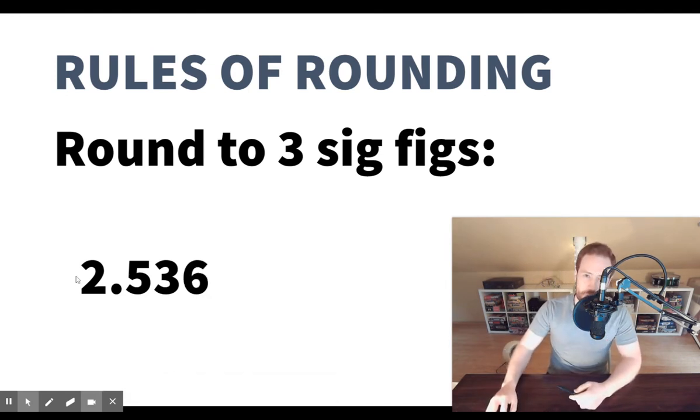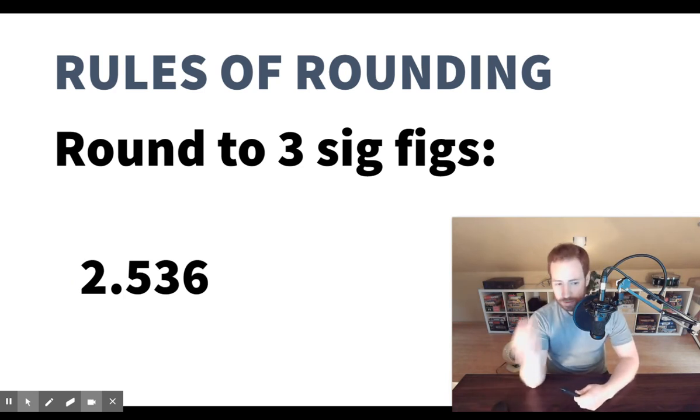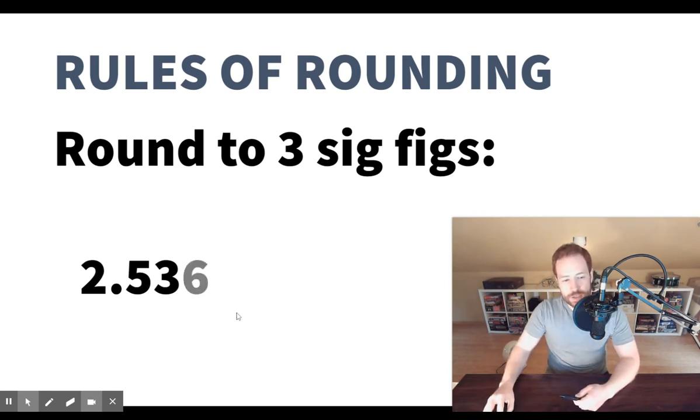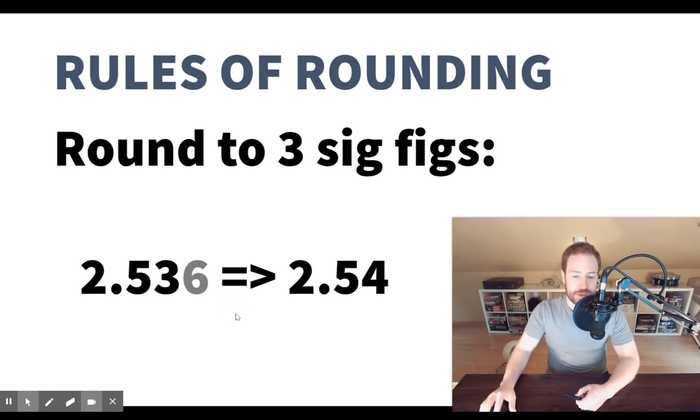Well, the 2 is the first sig fig, the 5 is the second, the 3 is the third, and we're still rounding to 3 sig figs. So the 3 is the last digit that we're going to keep. But we look at the next digit to the right, it's a 6, which is greater than 5, and therefore that 3 is going to round up to a 4. So this number becomes 2.54.